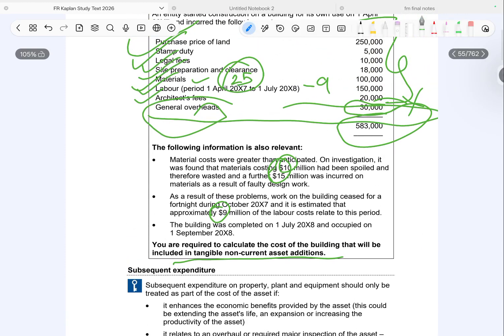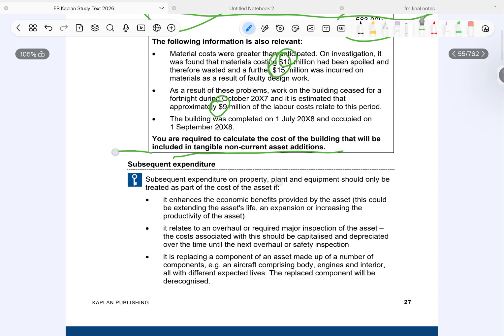If you're not, please let me know. Now we are talking about our subsequent expenditure. So what should be included in PPE after the initial measurement has been done?